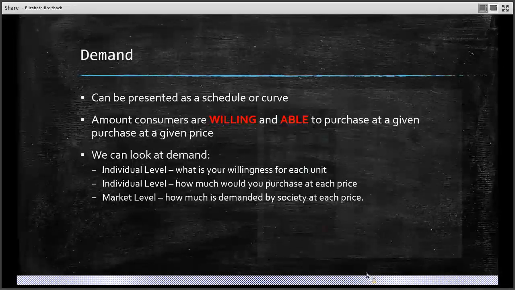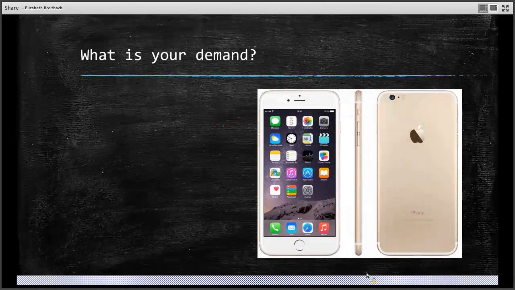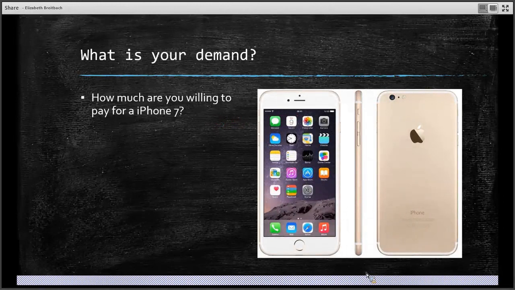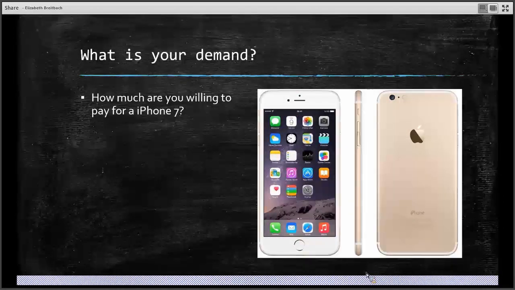All right, so let's think about the new iPhone 7. How much would you be willing to pay for an iPhone 7? I want you to think about that number right now. If I told you I had an iPhone 7 for sale, brand new, how much are you willing to pay for that iPhone 7?